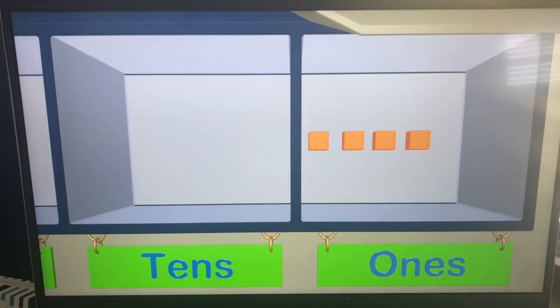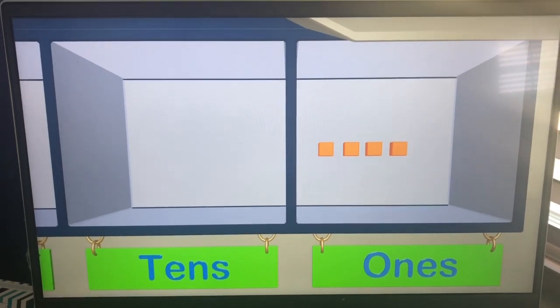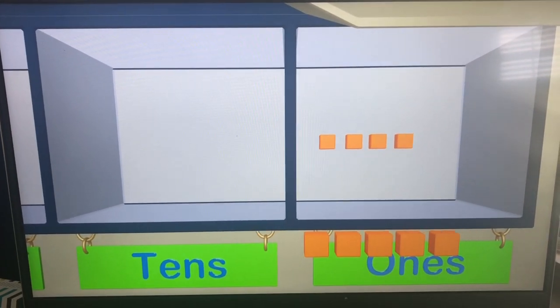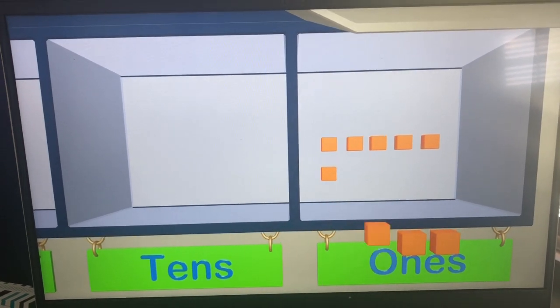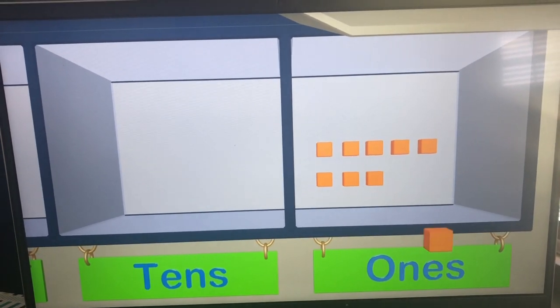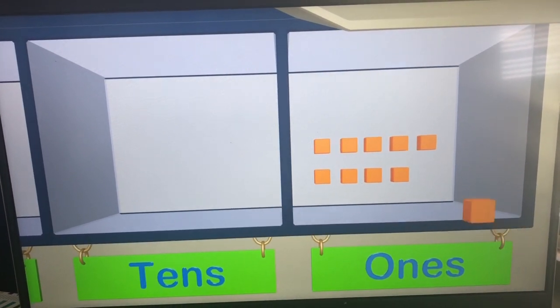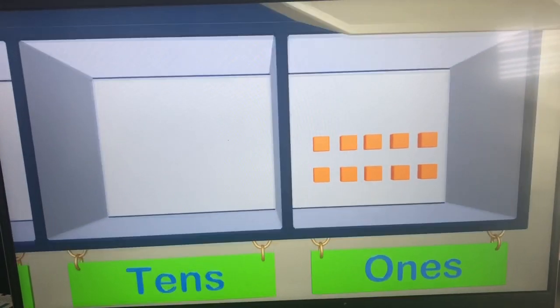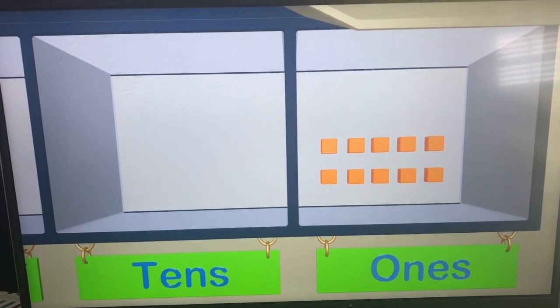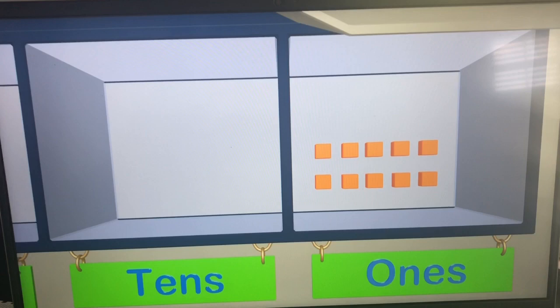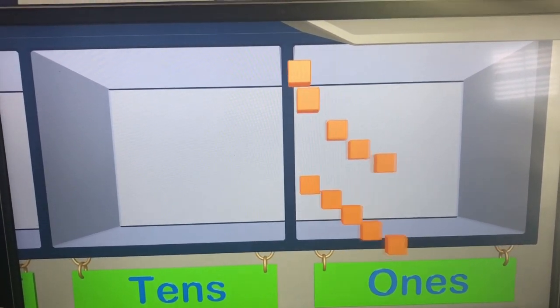Here we have 4 ones blocks, and they go in the ones place. Now count with me as we add more ones blocks to the room. 5, 6, 7, 8, 9, and here comes one more. Once we have 10 of the ones blocks, we have to group them into what? We group them into a 10. Great job.